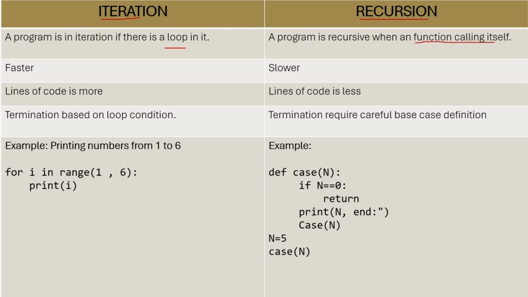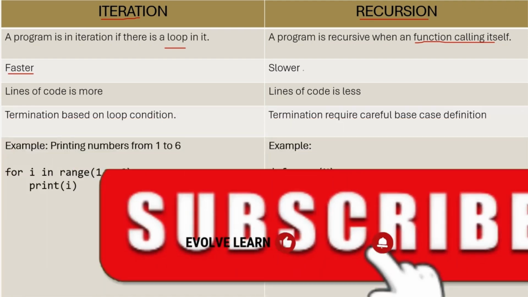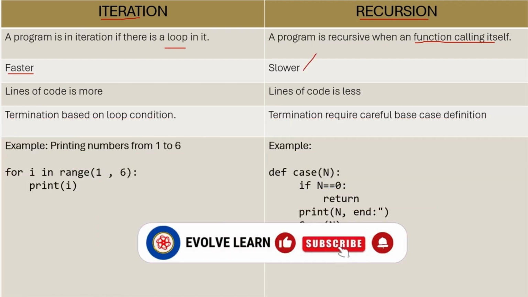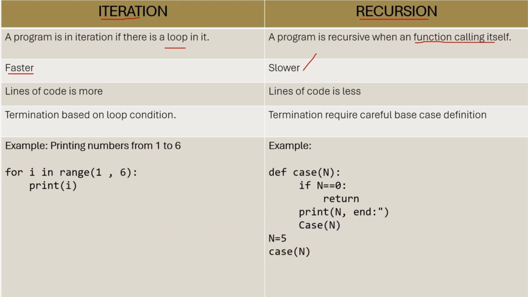Iteration is faster than recursion. Recursion tends to be slower because of the overhead of multiple function calls and managing the call stack. Iterative solutions generally require more lines of code since the loops must be explicitly defined and controlled. Recursive solutions are generally shorter since the function handles the repetition by calling itself.